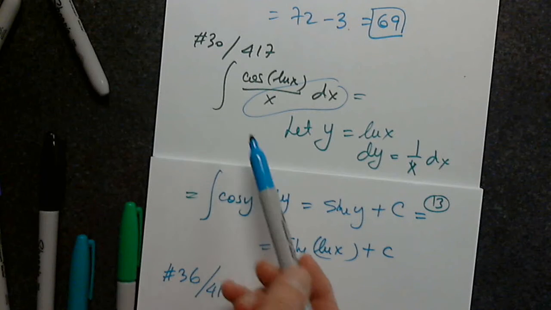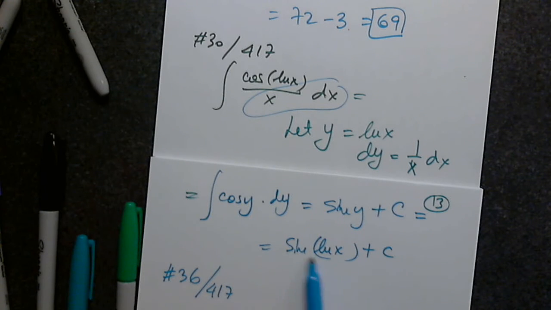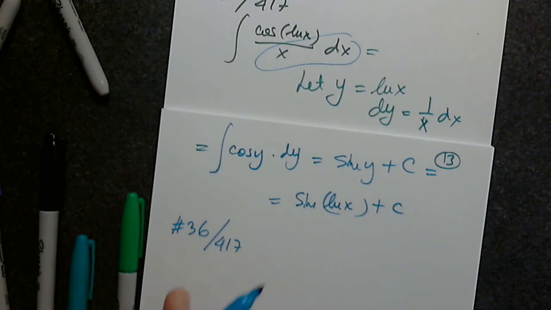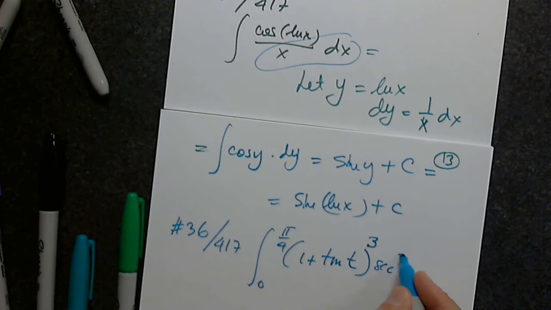So that was problem 30 with y equals the natural log of x and dy. And we determined the integral and we plugged it back in. Now 36 will be a definite integral, the integral from 0 to pi over 4 of (1 plus tangent t) to the third times secant squared t dt.